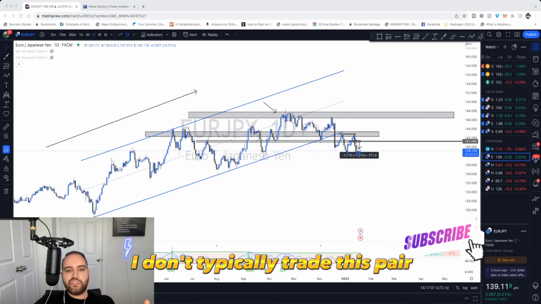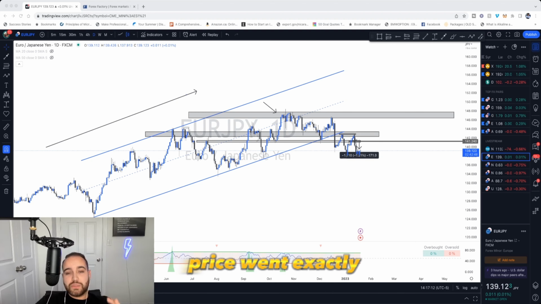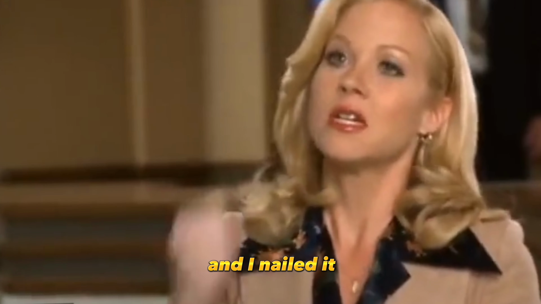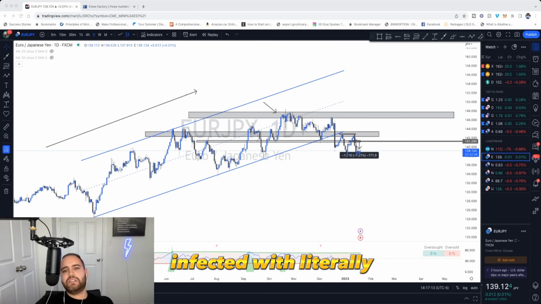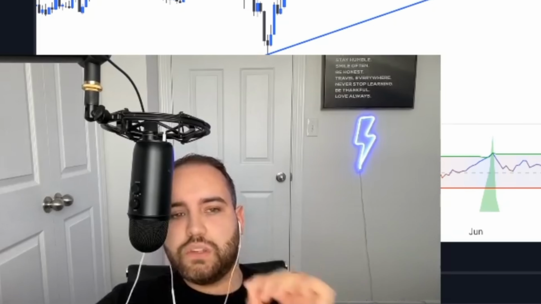I don't typically trade this pair, but this is what I think it's going to do, and I'm just going to leave this here, and literally price went exactly as expected. And I nailed it. I nailed it, with literally no drawdown, guys. So listen closely, guys. Listen very closely to what I'm going to tell you right now.